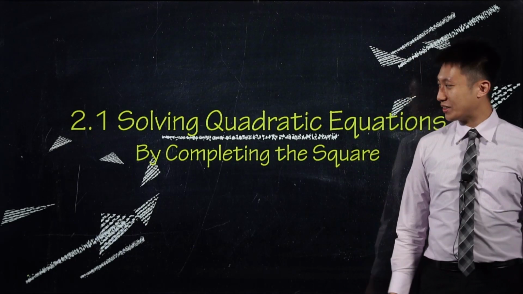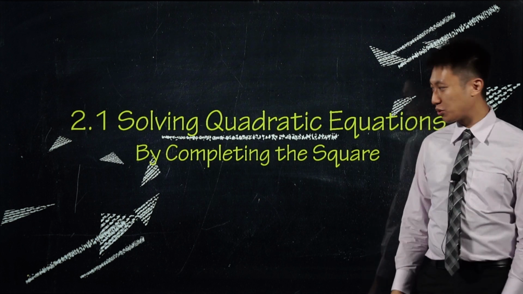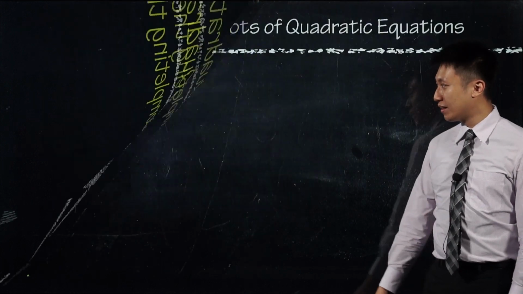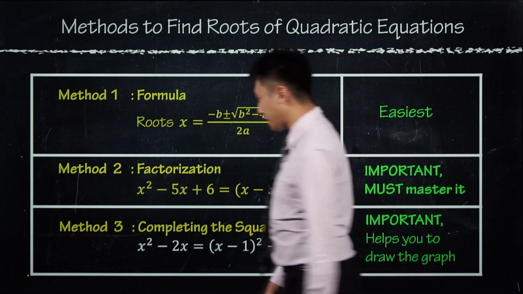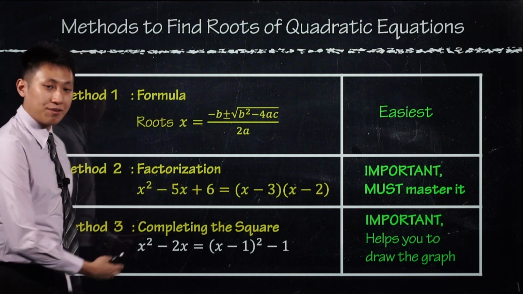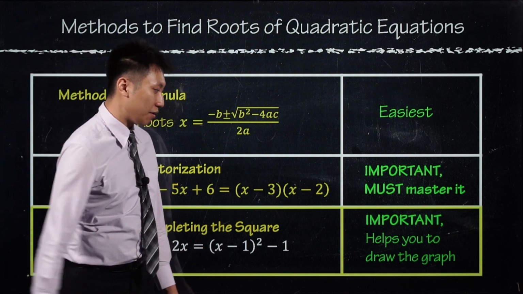It's time for the most difficult one here, for solving quadratic equations for most of you: by completing a square. So it will be the most difficult one for you. It's not that very difficult if you can follow the steps. This one is very important when you need to draw the graph. It's quite important to help you on that.